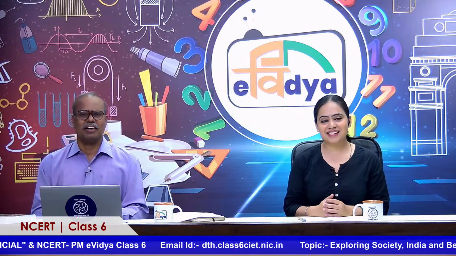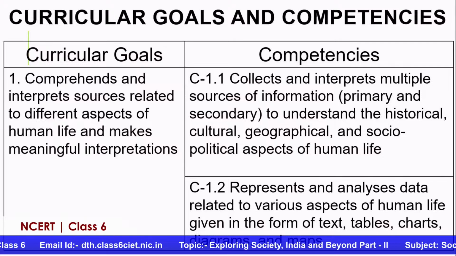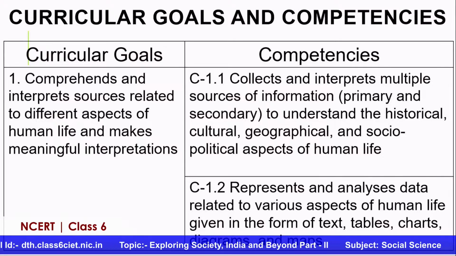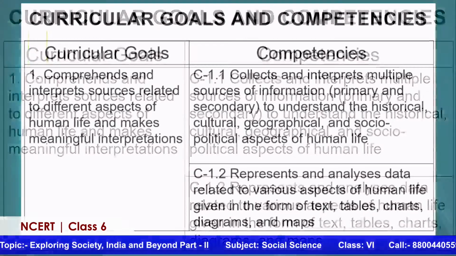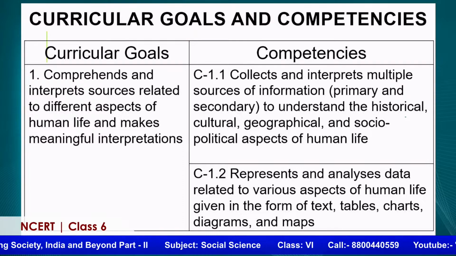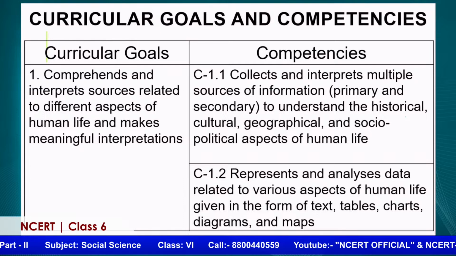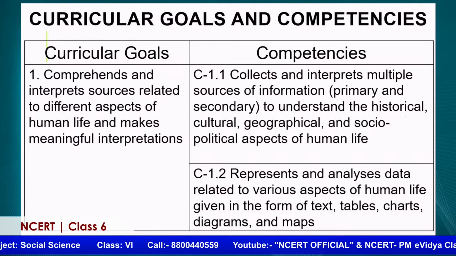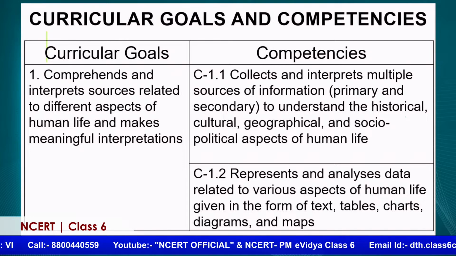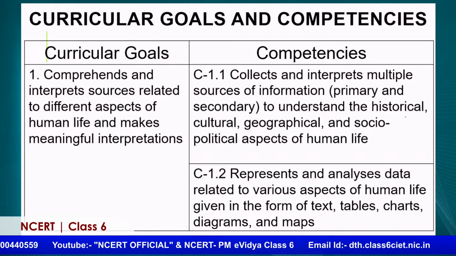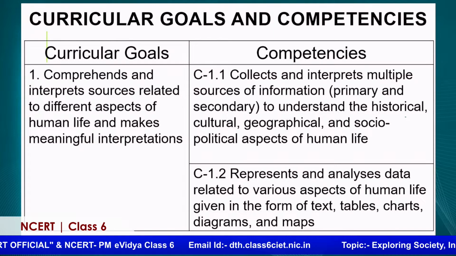That's a very good question. See, viewers, you look at the screen, where I have just listed out some of the competencies and curricular goals. If you look at the screen, you will see the first column, the curricular goals. So for social sciences, whether you are in class 6, class 7 or class 8, these curricular goals were listed in the National Curriculum Framework. So I am just reading out one curricular goal: comprehends and interprets sources related to different aspects of human life and makes meaningful interpretation. So for this curricular goal, what are the competencies listed here?